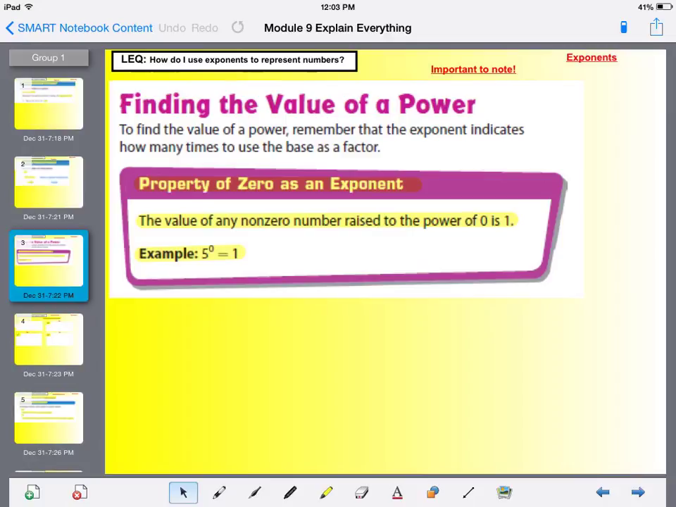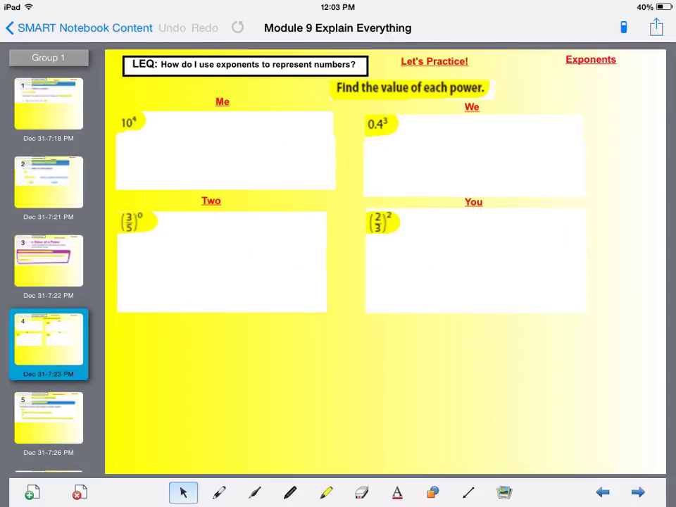We talked about this important note in class, finding the value of a power when the exponent is 0. So the property of 0 as an exponent states that any number raised to the power of 0 is equal to 1. Let's go ahead and review some of these. We'll do the 10 to the 4th power first.